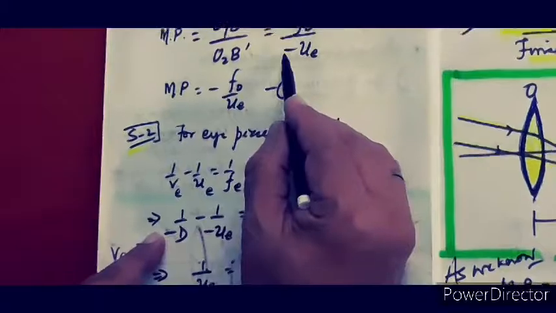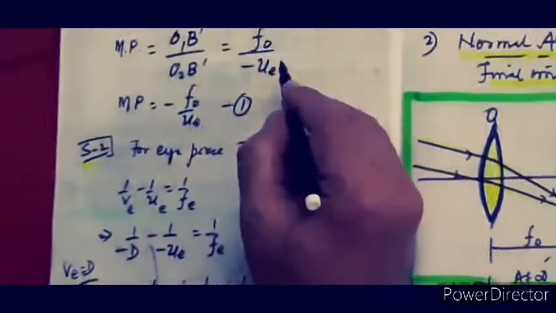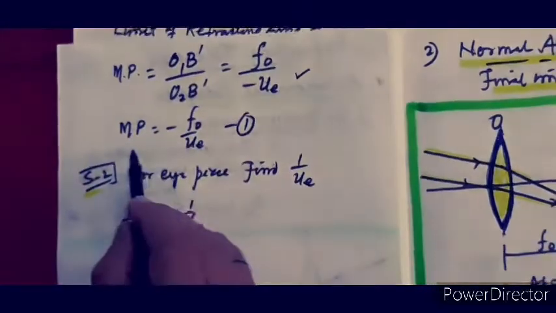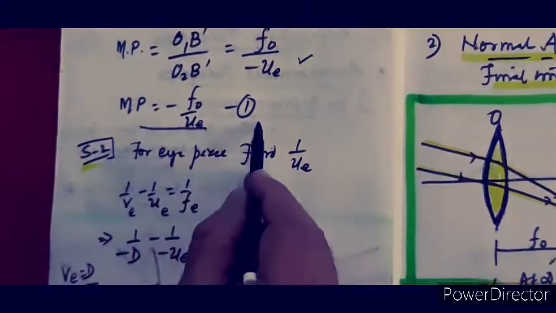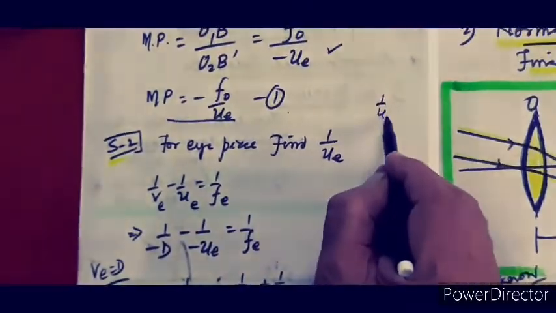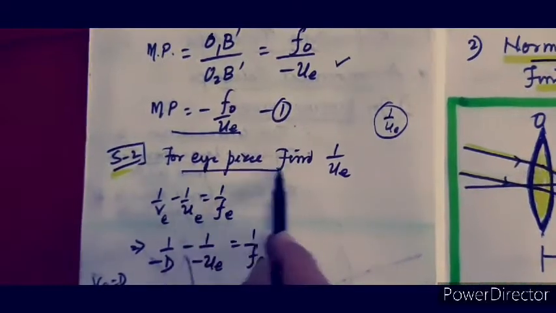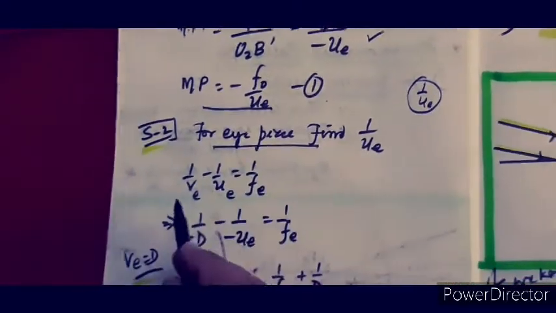According to the sign convention, we have to take the negative sign against the direction of the incident ray. So FO by minus UE. This is your magnifying power. Now we have to find 1 by UE. इसका वैल्यू हमको निकालना है. For the eyepiece, we have to find it.